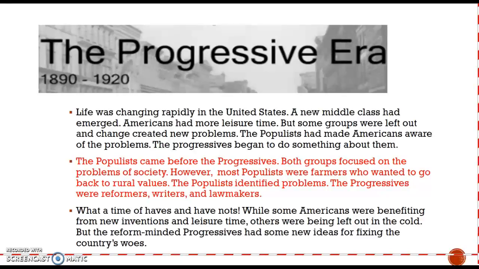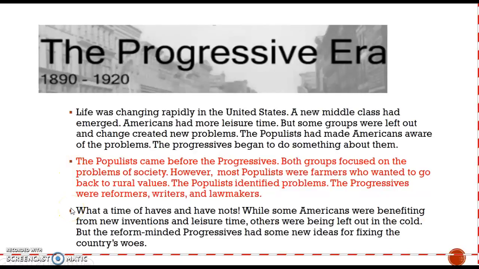The populists had made Americans aware of the problems. The progressives began to do something about them. The populists came before the progressives. Both groups focused on the problems in society. However, most populists were farmers who wanted to go back to rural values. The populists identified problems. The progressives were reformers, writers, and lawmakers.